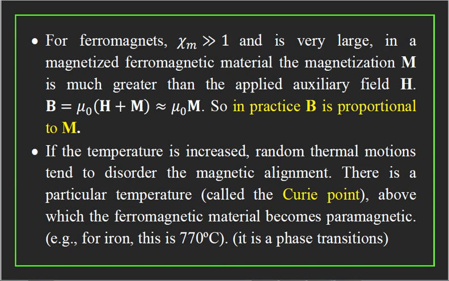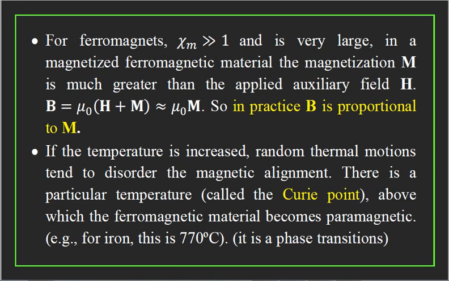Now for ferromagnetic material, the susceptibility is very high. It is much greater than 1. For paramagnetic and diamagnetic material, it is very small. It is 10 raised to minus 3 or smaller. For paramagnetic it is positive, and diamagnetic it is negative. But here it is very large.